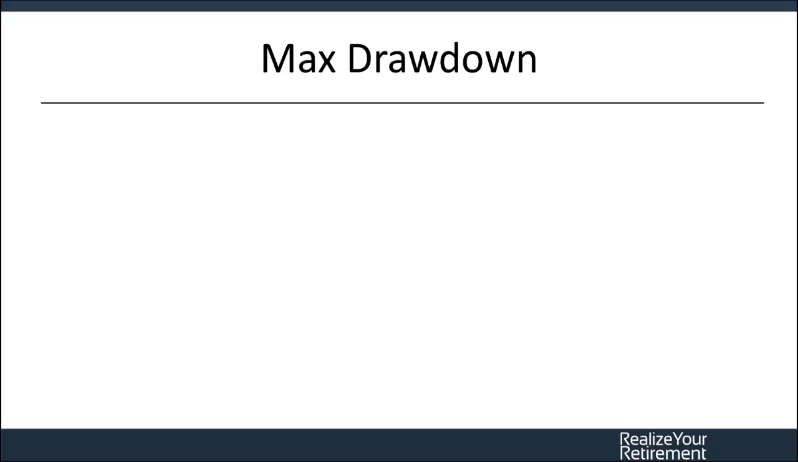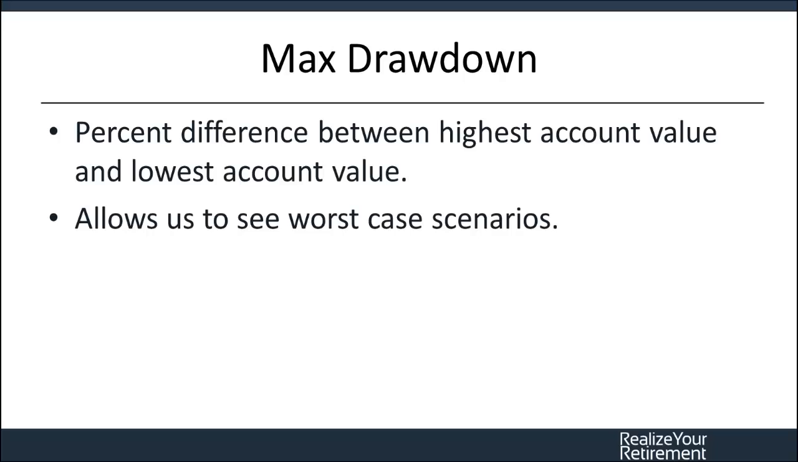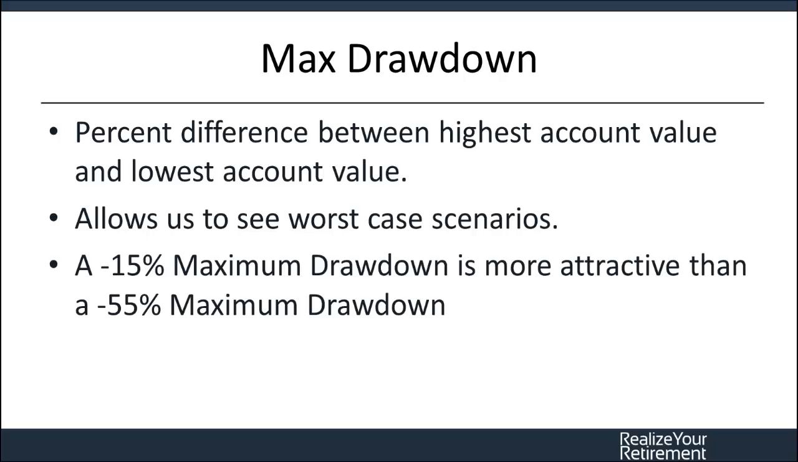The next risk measure we'll look at is max drawdown. Now, max drawdown is a little more intuitive than volatility. Essentially, it's the percent difference between the highest value the account has ever been and the lowest value the account has been. This enables us to see what the worst case scenarios in the past have been. It's easy to compare two strategies and say, okay, we have a loss of 15% with this strategy and a maximum loss of 55% with this strategy. Obviously, a worst case scenario of 15% is better than a worst case scenario of 55%.